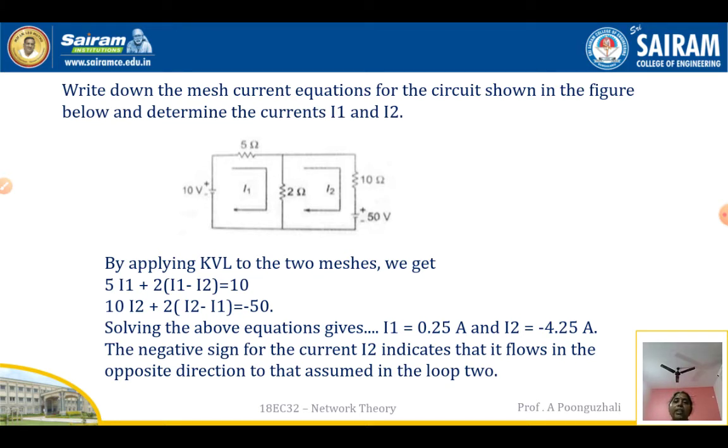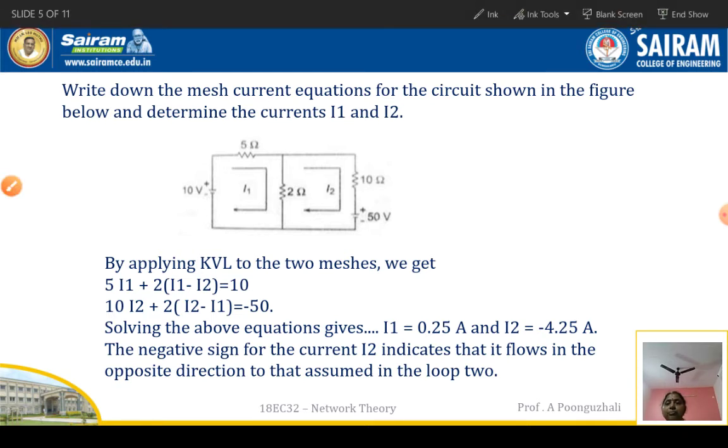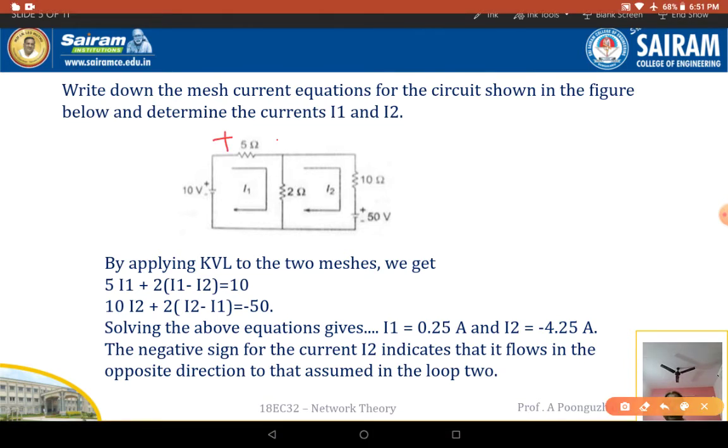So here, by applying KVL to the two meshes, first I am going to assume that this is the current that is going to flow, this is your plus, this is minus. So for the first loop this is going to be plus, this is going to be minus. Now to write my loop current, first I will name the nodes. This is your A, this is B, C, D, E, F.